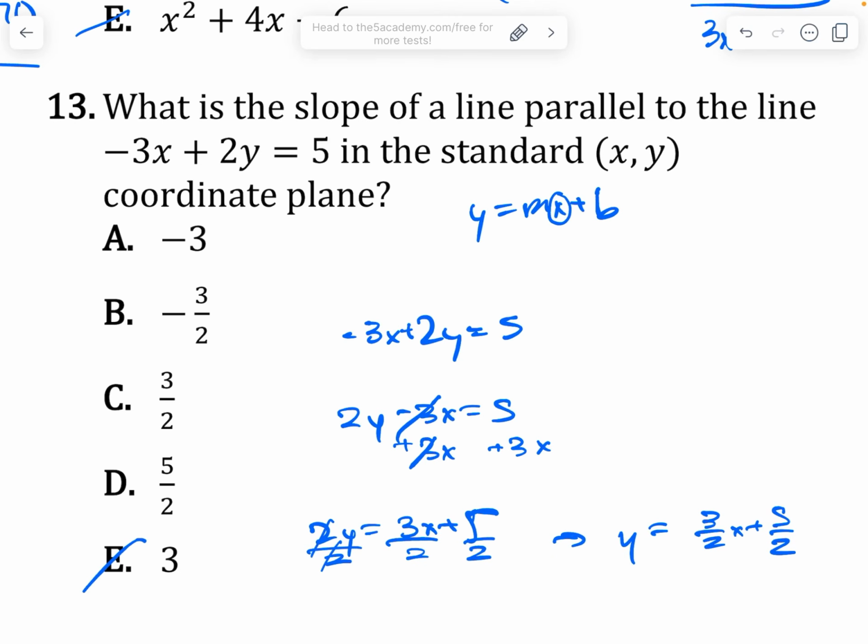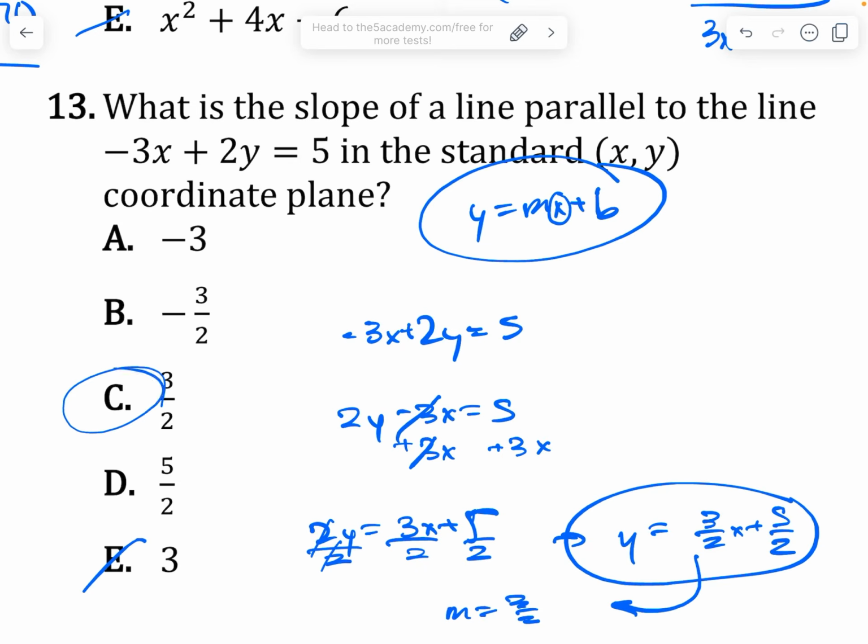These two cancel. You end up with 3 over 2x, or 3x over 2, same thing, plus 5 over 2. Okay, so this is your line. Any line parallel to this has to have a slope of what? M equals 3 over 2, per the y equals mx plus b form.